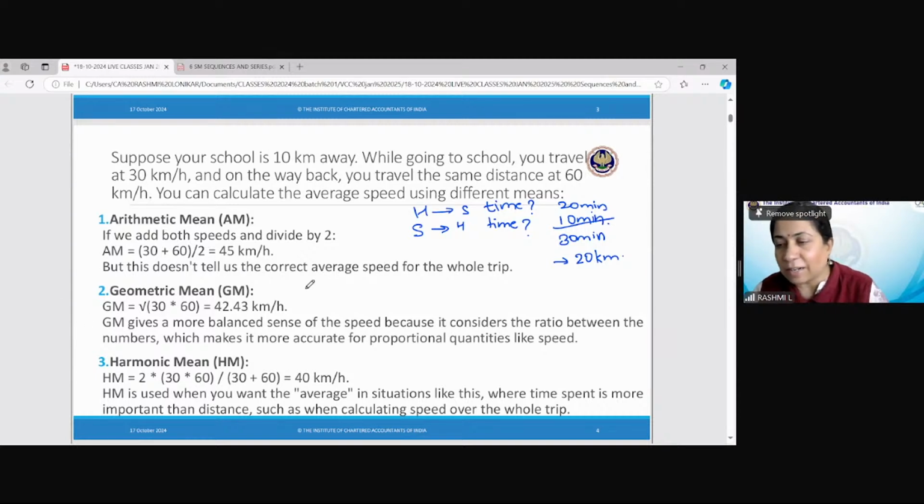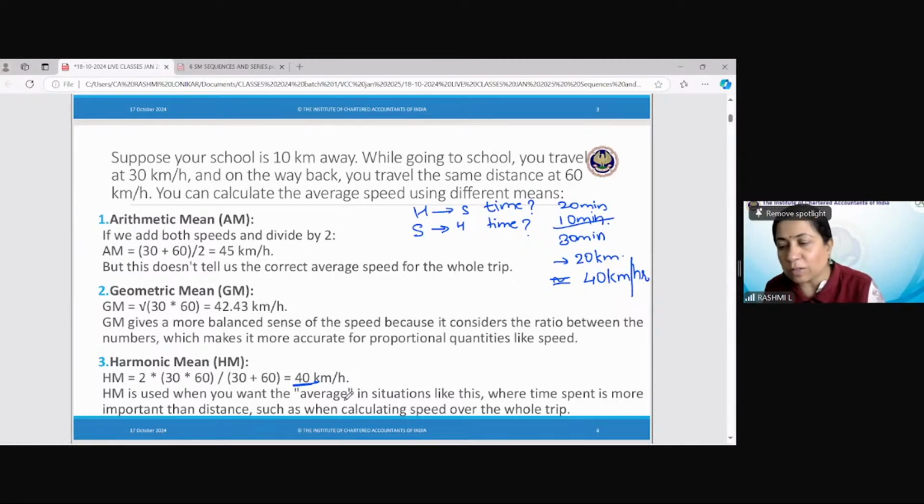But this does not tell us the correct average speed for the whole trip. Then the geometric mean, if I take it, gives the square root of the two rates, 30 and 60. It gives me 42.43. So the geometric mean is more balanced when I compare it with the arithmetic mean, but still it is not very accurate. Then we talk about the harmonic mean. In the harmonic mean, I find 40 kilometers per hour. Now see, 20 kilometers in 30 minutes is also giving me 40 kilometers per hour.